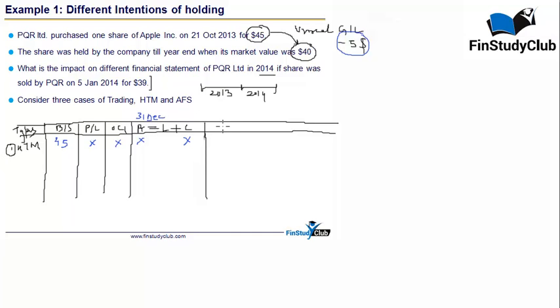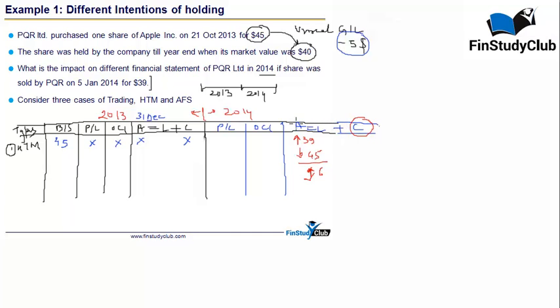Now let's extend this example and say what will happen in the next year when this security will be sold. And for the next year again I am going to draw A = L + C for the sake of convenience. Now here what we need to understand is this is 2014 and this all is 2013. Now on 5th of January, since you have sold the security for 39, your cash is going to come for 39 and your investments are going to go down by 45. Don't look at the net change right now. I want you to focus upon the capital here.